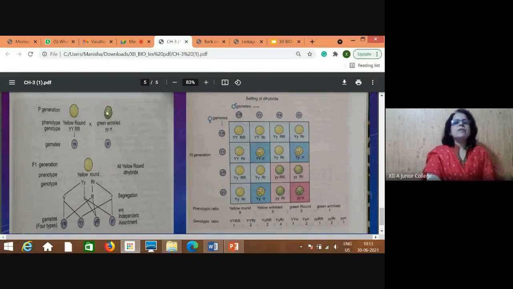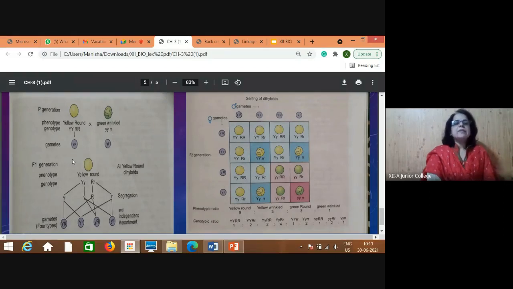So these are the phenotypes, and genotypes, how they are represented as YYRR for the yellow and round. Whereas for green and wrinkled, small y small y small r small r. So these are the recessive. Okay. Now what are the gametes? Capital Y and capital R. Y for yellow, R for round. Same here, small y for green and small r for wrinkled.